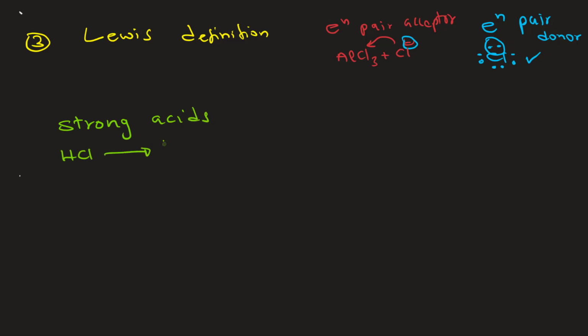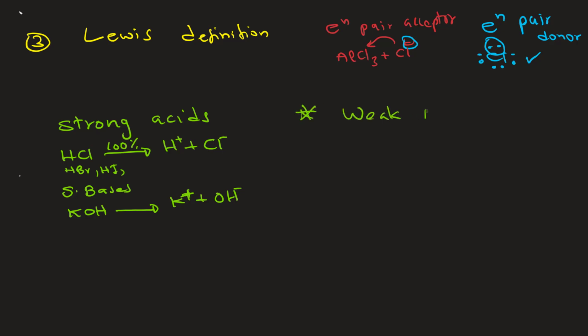Now, the other thing somebody asked me too. Strong acids. What's a strong acid? HCl, HBr, HI, sulfuric, nitric. They dissociate 100% into H plus and the anions, right? Strong bases: KOH, sodium hydroxide, calcium hydroxide, barium hydroxide, and so on. They dissociate 100% to OH minus and the metal cation. But these ones don't have a problem. The problems are with the weak acids and weak bases, right?